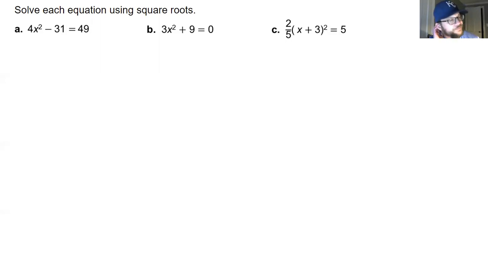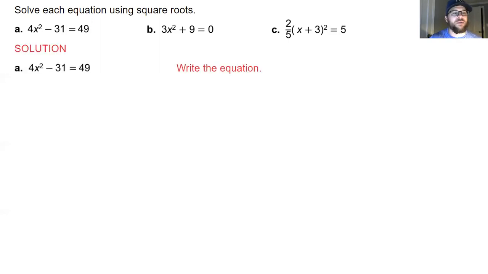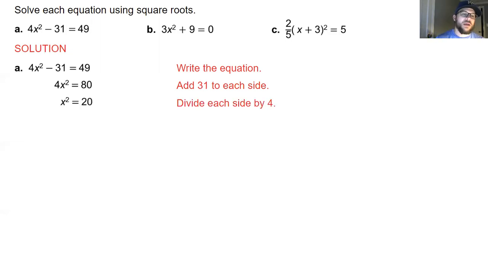So for part A, we have 4x squared minus 31 equals 49. First thing we're going to do is add the 31 to both sides to get 80. That 4 is being multiplied to the x squared, so we're going to divide both sides by 4 to get 20. And then the last thing we do is get rid of our exponent. The opposite of squaring a term is square rooting.